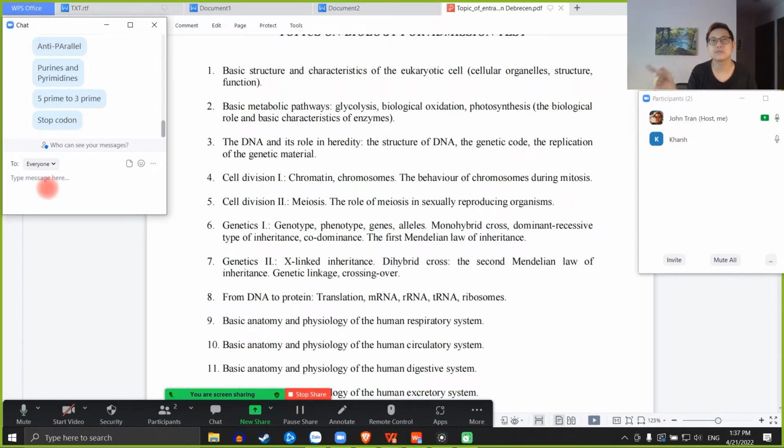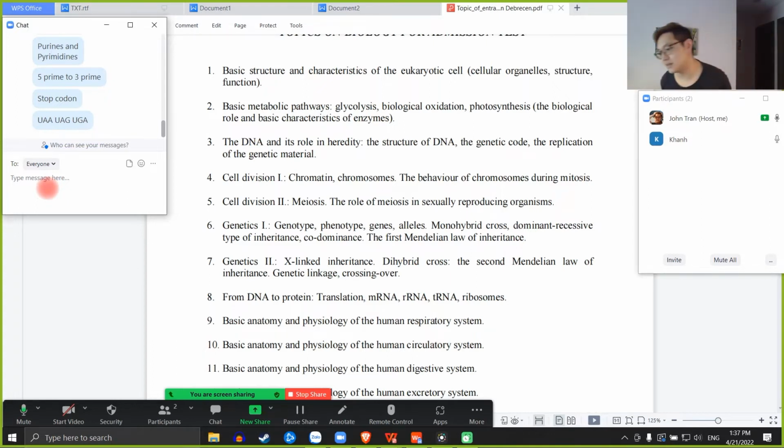The three stop codons are UAA, UAG, UGA. Sorry, my memory is not so good now. UAA, UAG, UGA, yes, these are the stop codons.